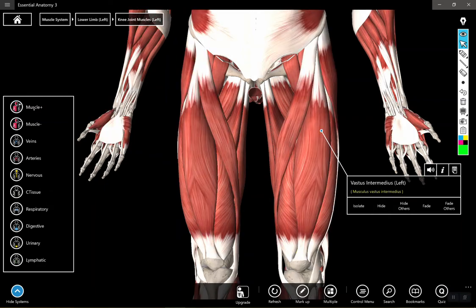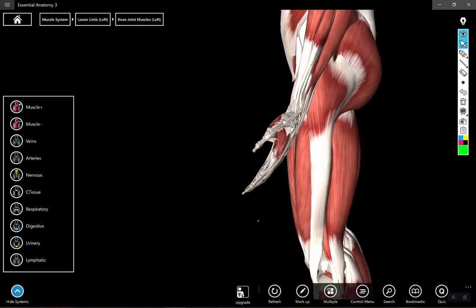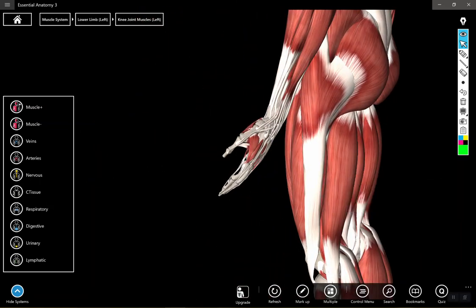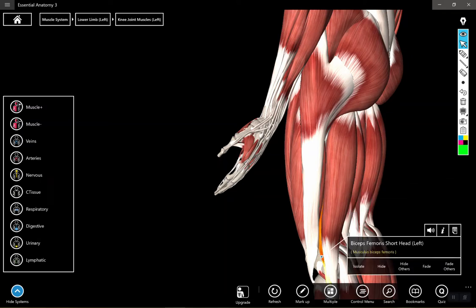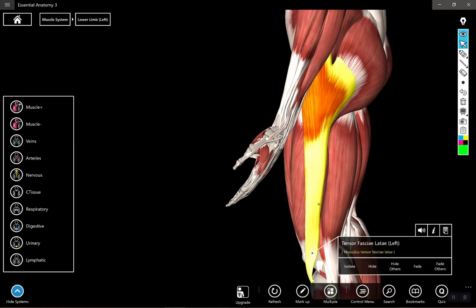All right, so going laterally, I wish I could move this arm. I wonder if I can. Well, I'll learn about that later. I don't want to waste your time doing it. So this, and more specifically, this part right here, the belly of the muscle, is the tensor fasciae latae.